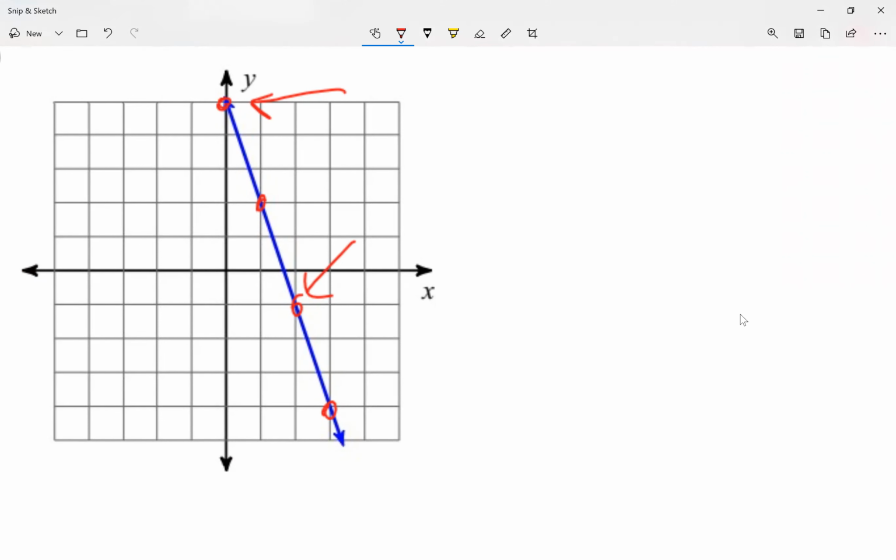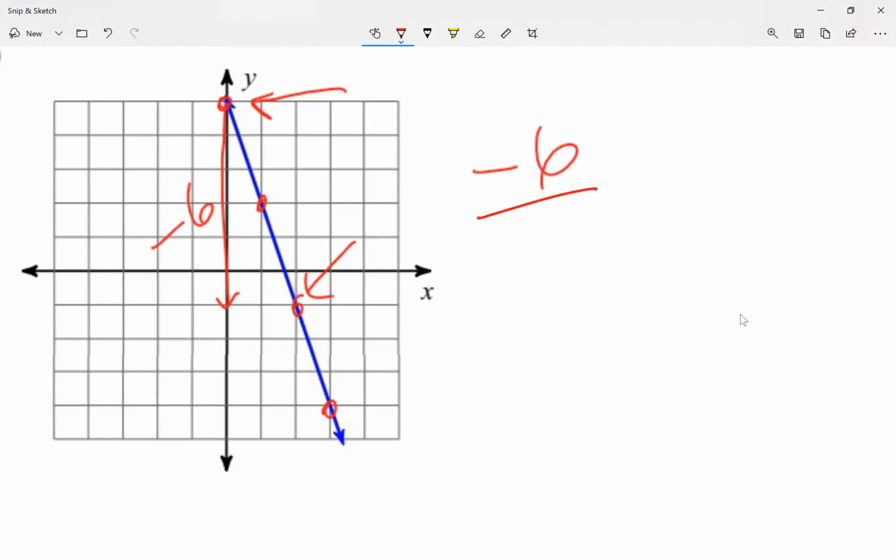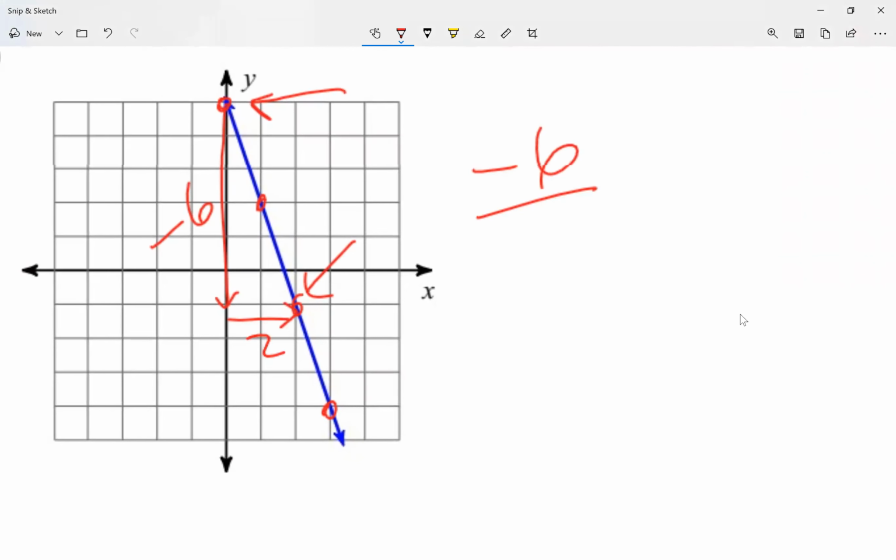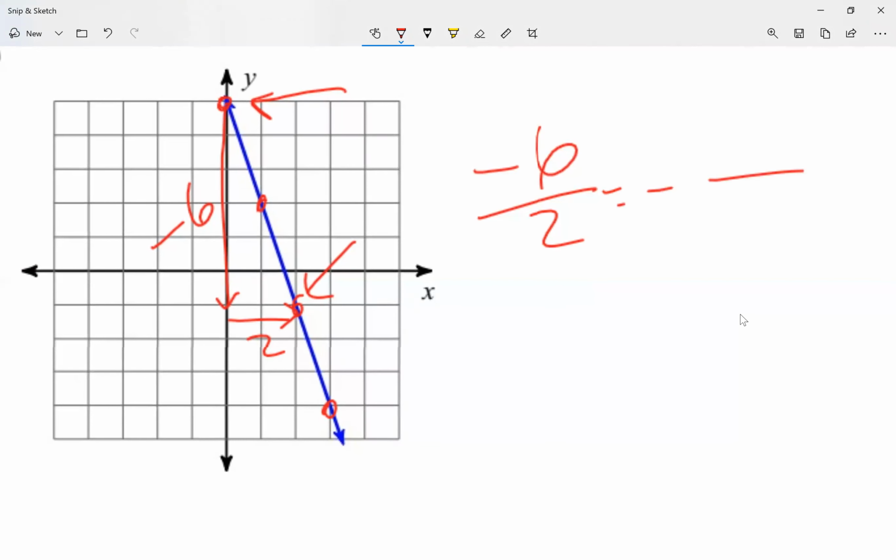First thing, I see that it's going down, and I notice that it's going down 6 spaces. We can count the squares. So going down 6, and then I go to the right 2 spaces. There's a negative sign, so I'm going to bring it to the front. 6 over 2. I can divide each number by 2, so it's going to give me 3 over 1.